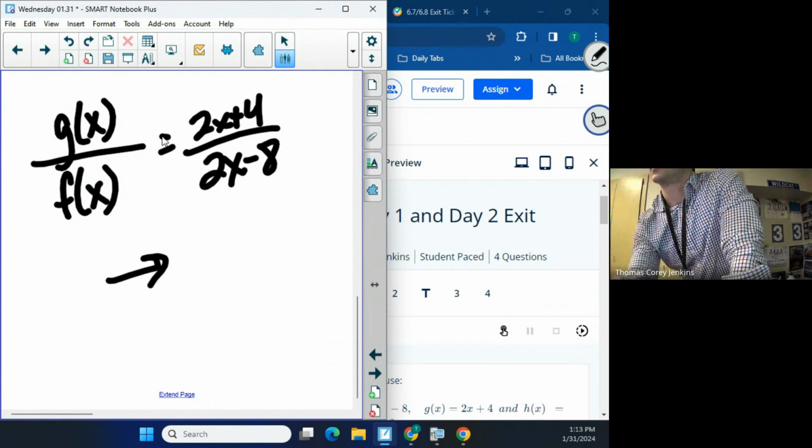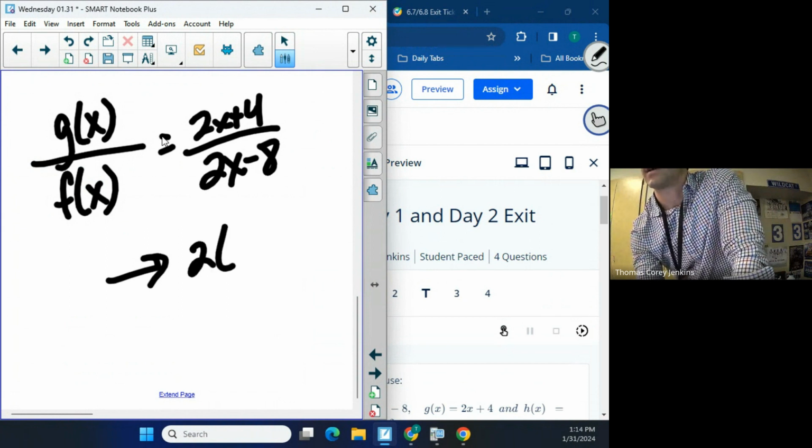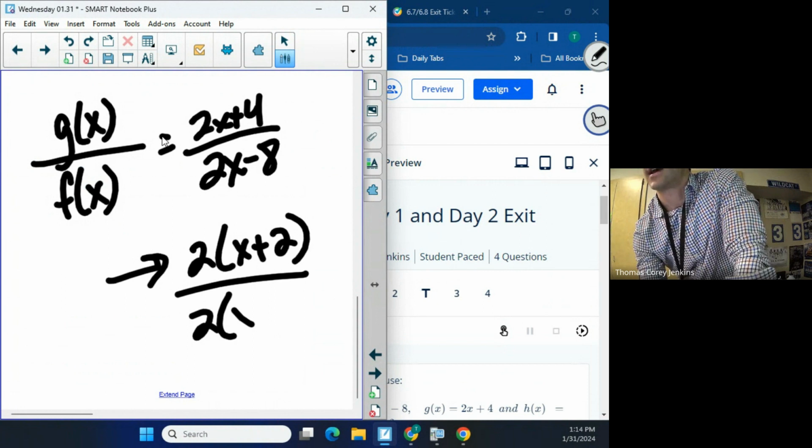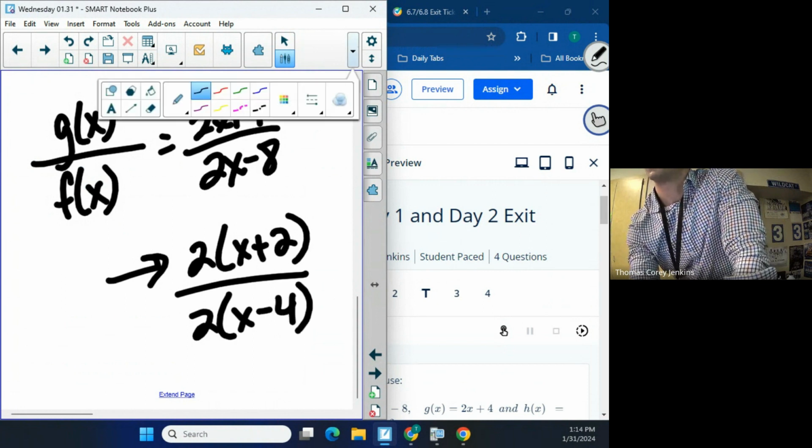Anyways, how do we reduce that? So you can factor a 2 out of both factors. So you could have 2 times x plus 2 over 2 times x minus 4. And 2 over 2 is equal to 1 over 1.